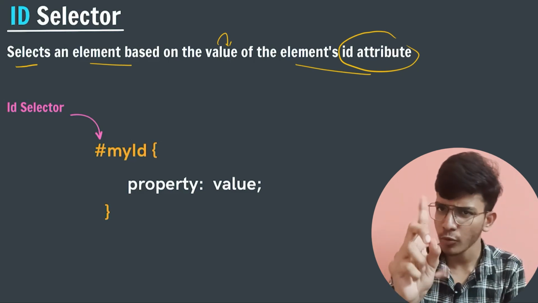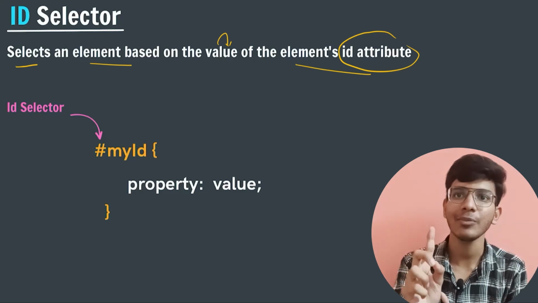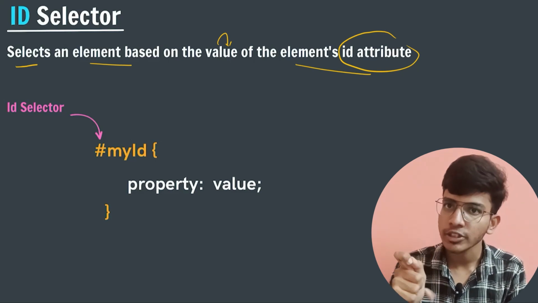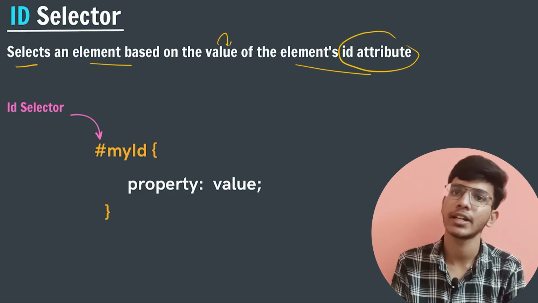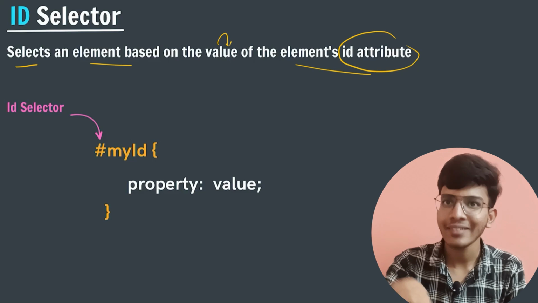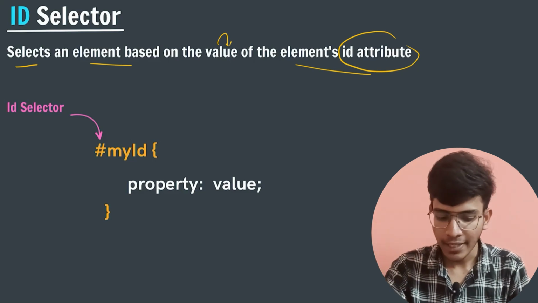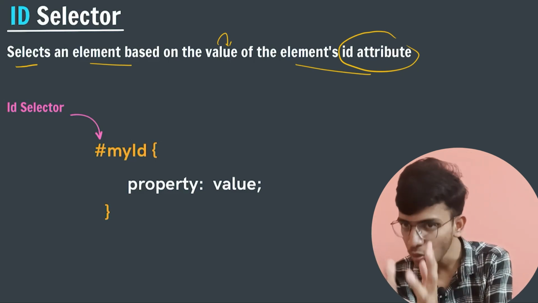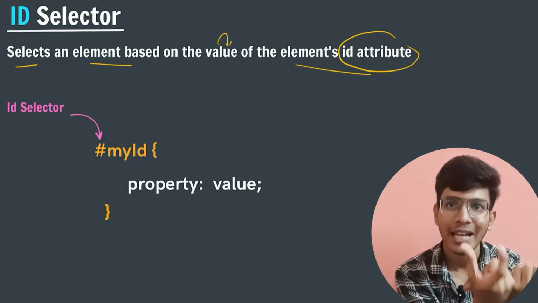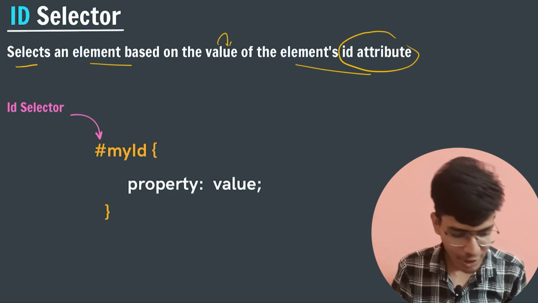For one specific element only, I want to give separate styling. So what I will do is create an ID for that element, and after it I will use the ID selector, and this ID selector will give a separate, unique styling for that particular element. Let me show you what I mean.